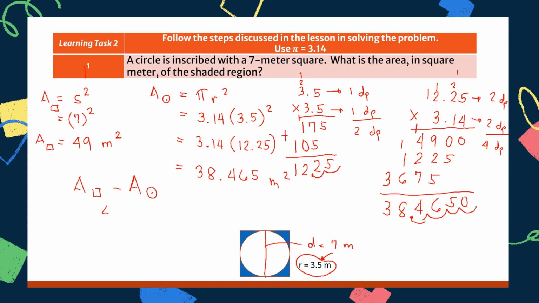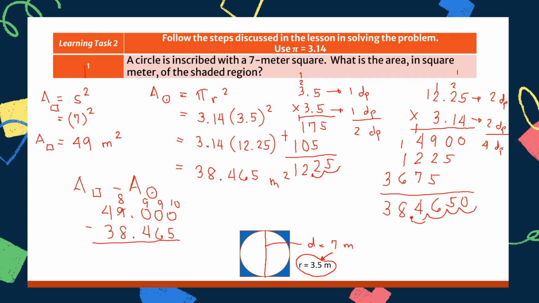So we have now 49, okay, minus 38.465. And to make it balance, pwede tayo maglagay ng 0.00. Of course, we cannot subtract 5 from 0. The last 0 will become what? 10. Second to the last will be 9. Third to the last is also 9. And 9 here will become what?